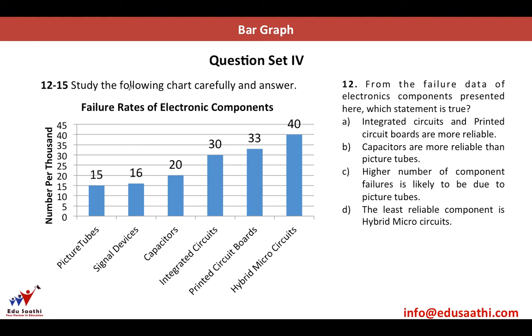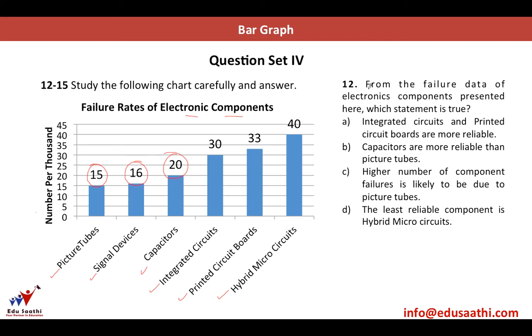Let's look at the fourth set in bar graphs. Study the following chart carefully and answer. Failure rates of electronic components is given. So we have picture tubes, signal devices, capacitors, integrated circuits, printed circuit boards, hybrid microcircuits. So these are the electronic components, and the number of failures per thousand is given here. So picture tubes fail 15 times per thousand, signal devices fail 16 times per thousand, capacitors fail 20 times per thousand, and so on.